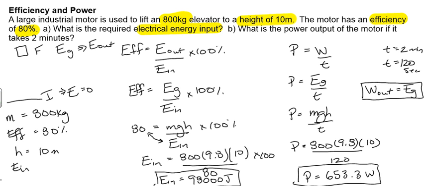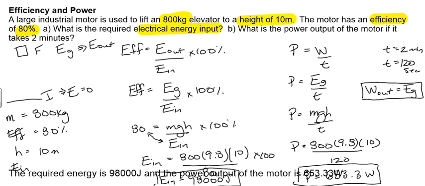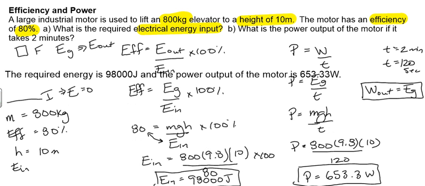I'll just quickly drag over my typed solution. So the required energy input is 98,000 joules, and the power output of the motor is 653.33 watts. Sorry, it's a little cluttered.